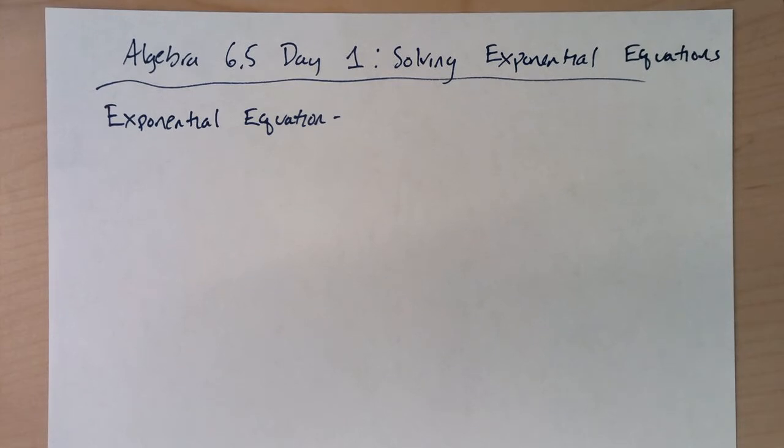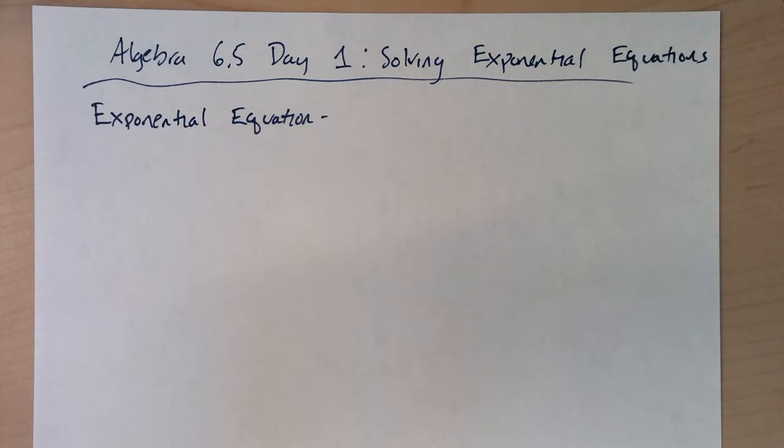All right, so this is Algebra 6.5. We'll be starting solving exponential equations today, and we'll take a couple of days with that, just like we took quite a long time for 6.1. But an exponential equation is an equation where some sort of variable expression appears in the exponent.